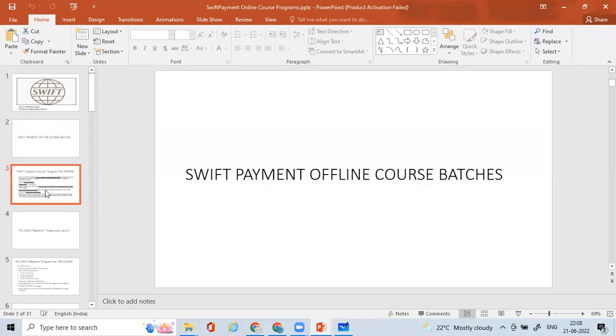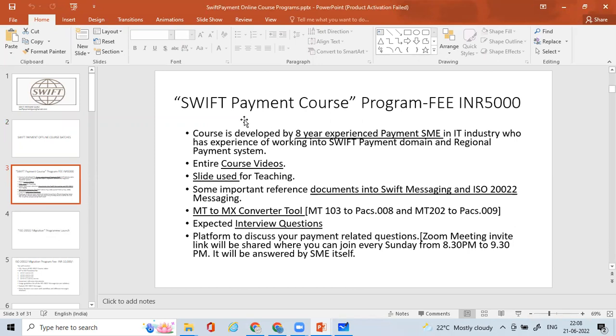We have two of our batches. The first is the Swift Payment Course Program, which you will get for international rupees 5,000, and this is designed by me, with 8 years of experience as an SME in the IT industry in terms of payments. You'll get the entire course videos, slide decks for the teaching, and documents on Swift messaging and ISO 2022. You'll get the MT to MX converter for MT103 to pacs.008 and MT202 to pacs.009, which is developed by myself with my experience.